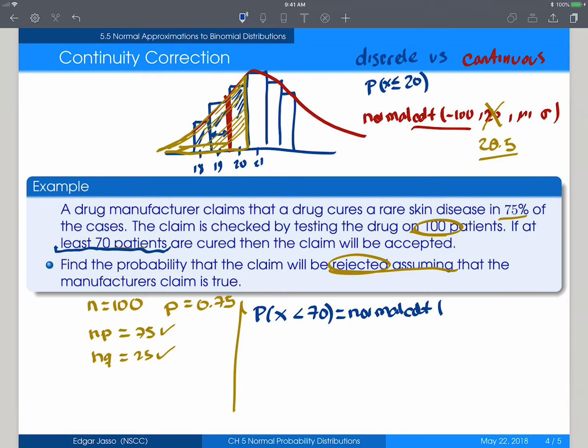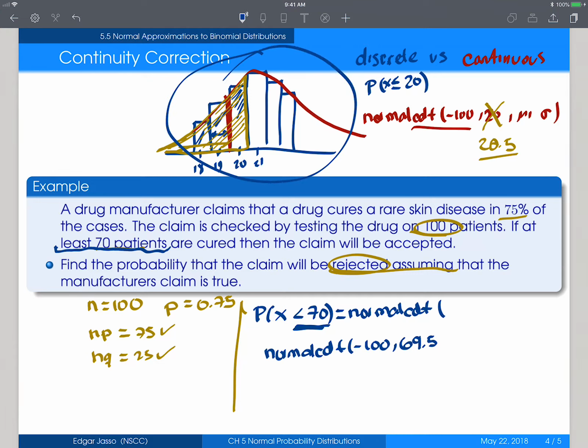Okay, so I'm going to be doing normal CDF onto a normal curve, to the left of, this is not going to be 70. Let me write over here. Normal CDF from a negative number to 69.5. Why? Because I want to do less than 70. I'm not including the 70. So it's this continuity correction that we're doing here.